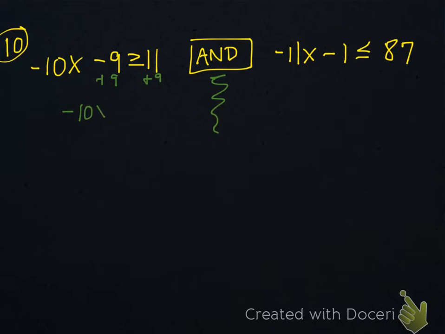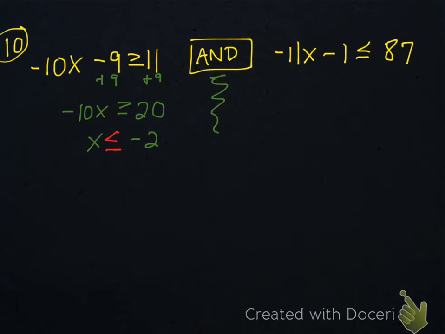So I have negative 10x greater than or equal to 11 plus 9, which is 20. Now we got to divide by negative 10. Well, 20 divided by negative 10 is negative 2, but we just divided by a negative. So what do we have to do when we divide by a negative? Yeah, we got to change that inequality symbol. Okay? So now that we've changed the inequality symbol, we get x is less than or equal to negative 2.